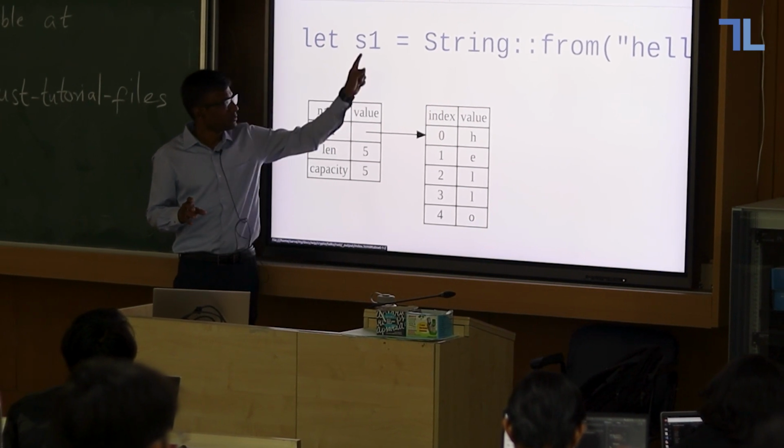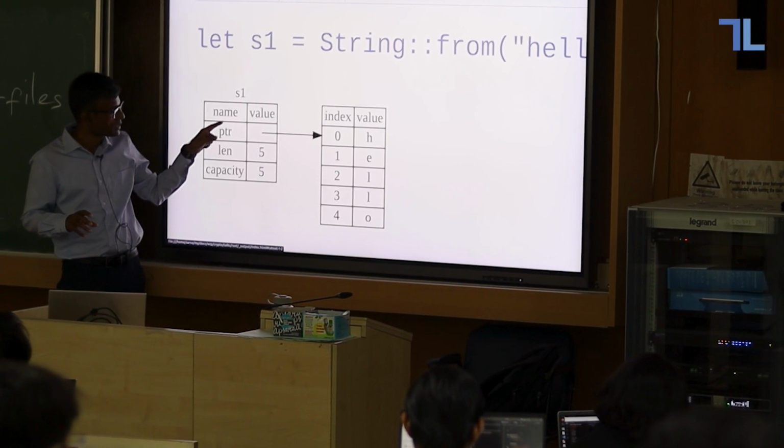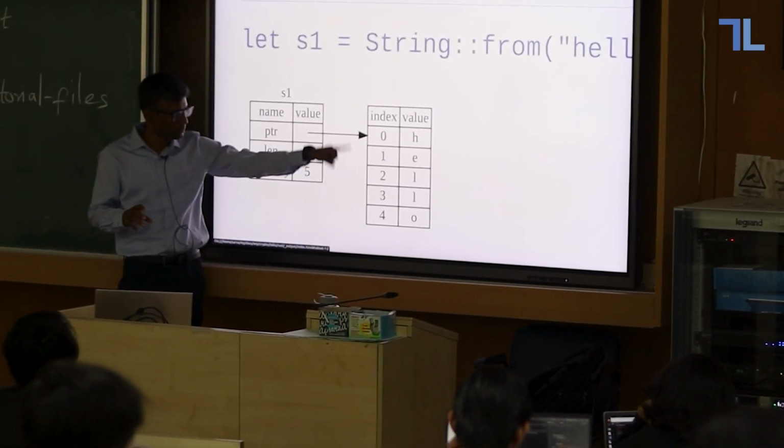If you understand stack and heap, this is a heap allocated variable. And when you write this statement S1 is equal to String::from("hello"), then this S1 points to this allocated memory.